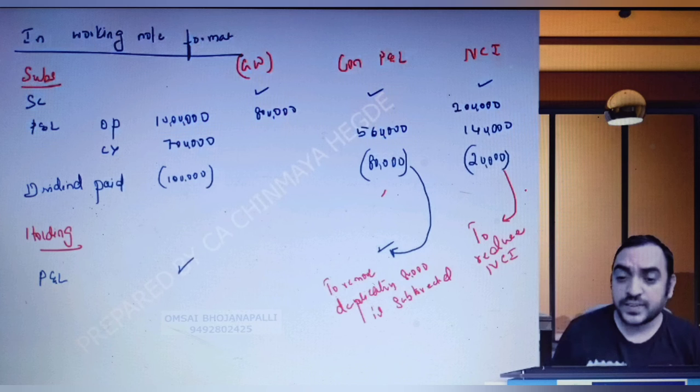When they give you the balance sheet, they will give you the post balance sheet at the year end. NCI would have been already reduced, so they would have already considered. But this CONPL would not have been given effect. Therefore, we are going to show this.